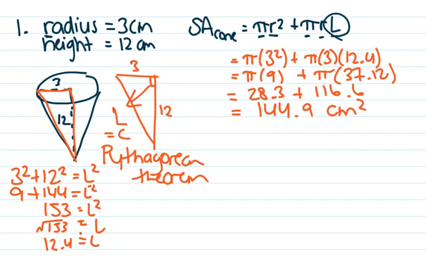When you're typing this into your calculator, you should use the pi button. You might have to hit shift before you're able to get pi. If you don't have that option or you can't find it, you can also just use 3.14 for pi.